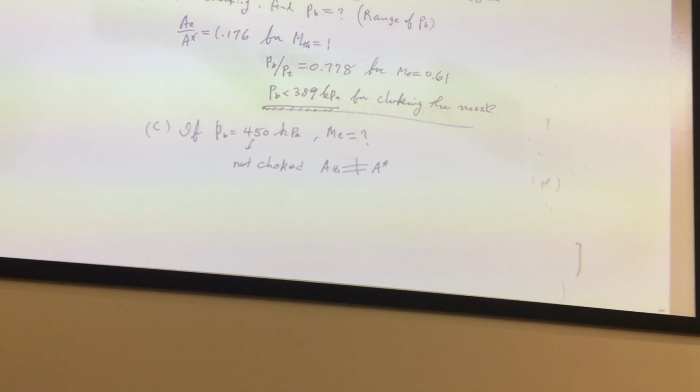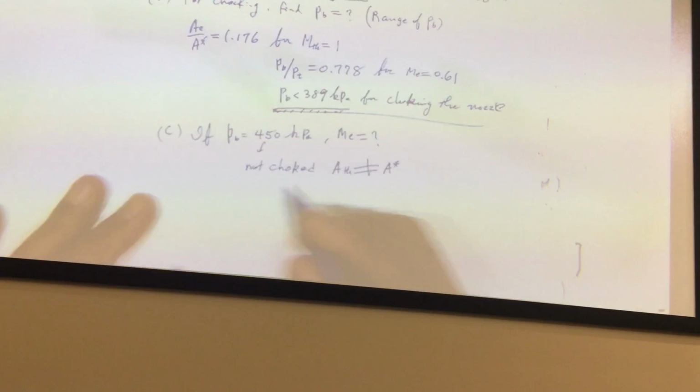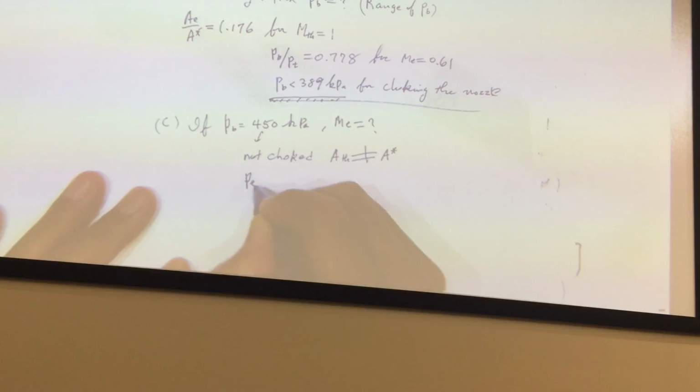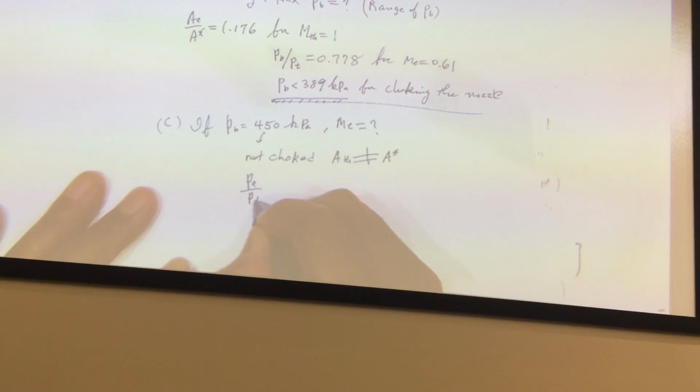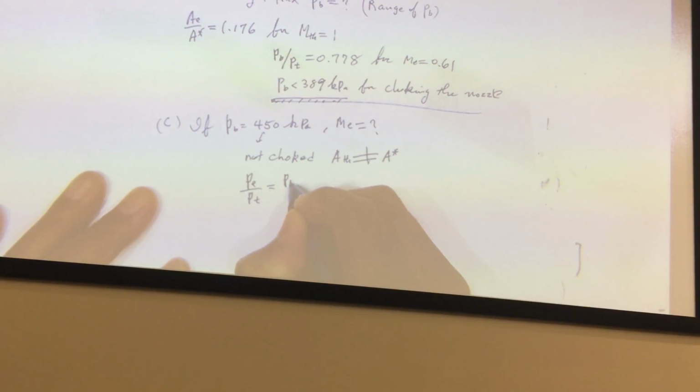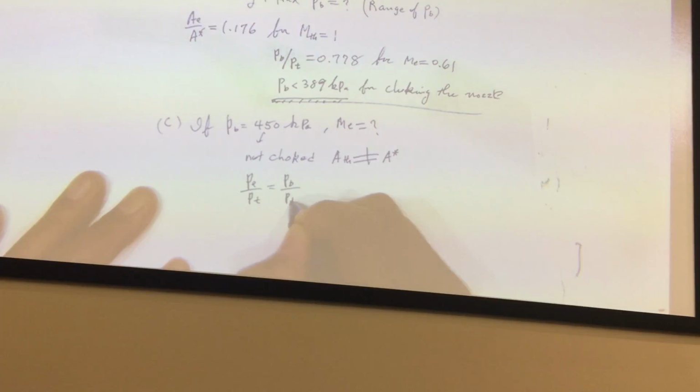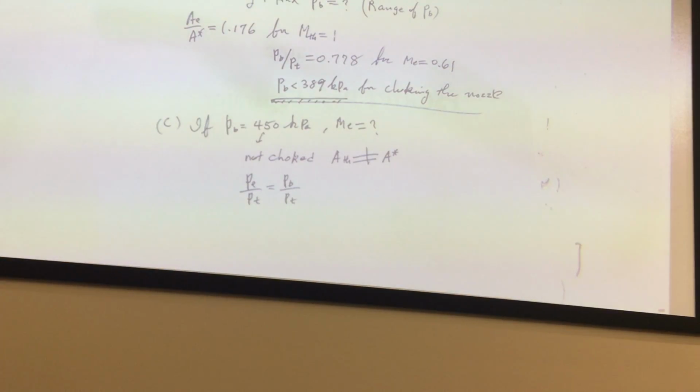Remember, if it's an isentropic flow, which we assume here, okay, I did not write it down, but we assume it's an isentropic flow. So what you would do is your PE over PT will be equal to PB over PT. And this also is a very good statement for you to make, and you have to make.